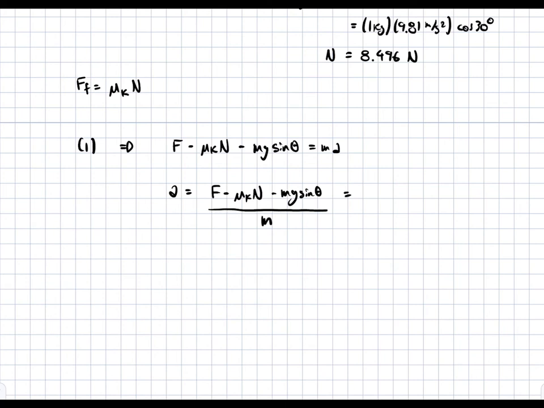So a is going to be equal to 10 newtons minus 0.2 times 8.496 newtons minus 1 kilogram times 9.81. Let me move everything backwards.